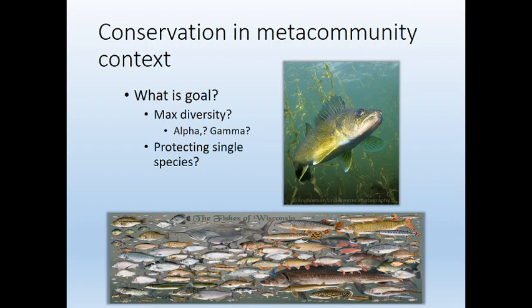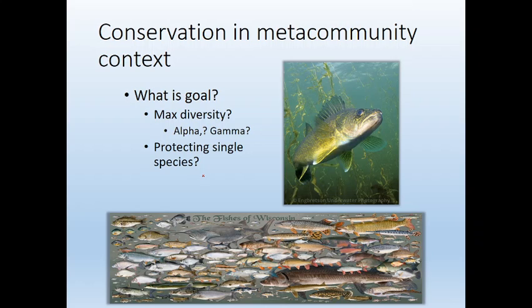So when we think about conservation, when we're thinking about a meta-community, we need to ask, well, what is the goal? And a lot of people say, well, I want a really diverse fish community or something. Well, what does that diversity mean? Does it mean alpha diversity? Does it mean gamma diversity? Because those are two potentially different things, right? Do you want a single lake to have a bunch of species, or do you want your whole region to have a bunch of species? And the only way to actually manage for that is to think in a meta-community context.